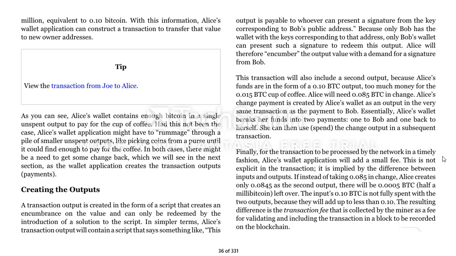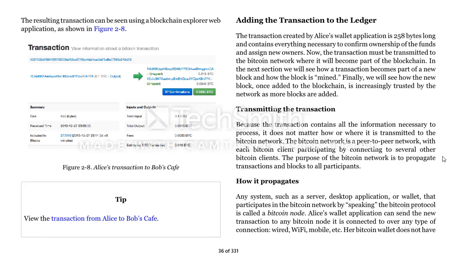The resulting transaction can be seen using a Blockchain Explorer web application, as shown in Figure 2-8. Figure 2-8. Alice's transaction to Bob's Cafe. View the transaction from Alice to Bob's Cafe.